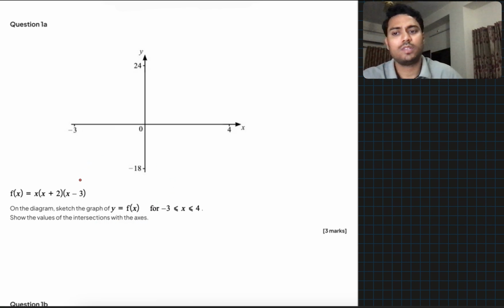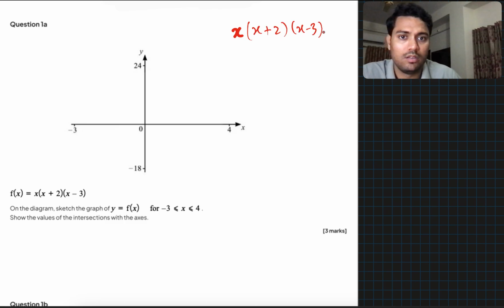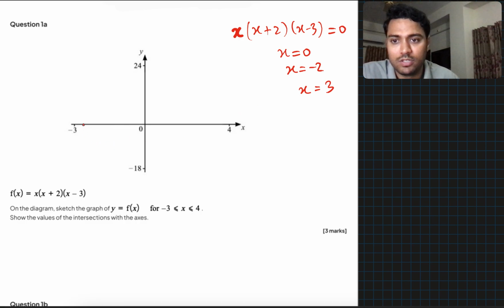Okay. So we have to sketch the graph. We know that f of x is this, and we have to sketch the graph of y equals f of x. That means we can write x plus 2, x minus 3 equals to 0. Hence x equals to 0, x equals to minus 2, and x equals to positive 3. These are the 3 points of intersections.